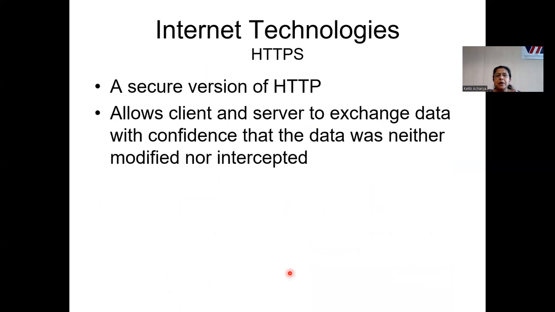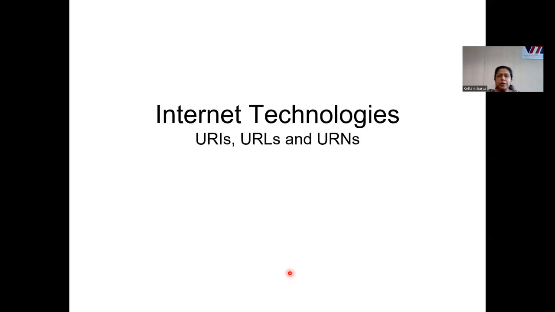What is HTTPS? HTTPS represents a secure site. Nowadays, the majority of websites are secure. So basically, the data you transfer gets encrypted and then sent. It is on the network layer, it gets encrypted and decrypted. So we consider it a safe way of communication over the network. HTTPS, a secure version of HTTP, allows client and server to exchange data with confidence that the data was neither modified nor intercepted. So nowadays the majority of websites are HTTPS.